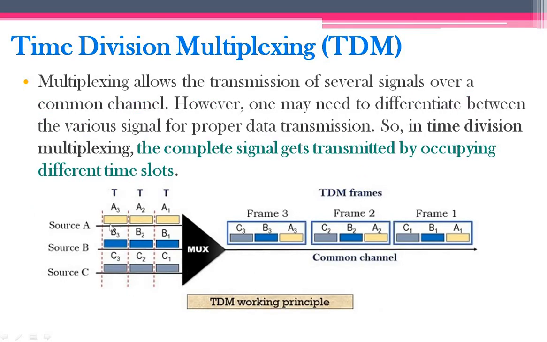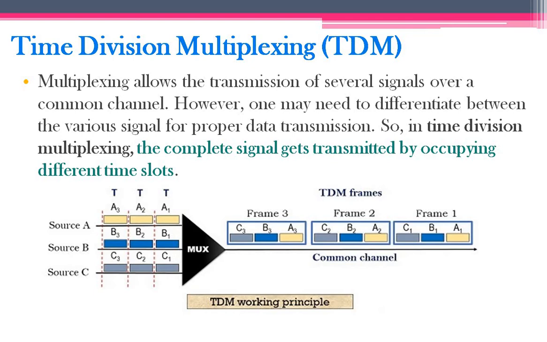Now see what you have. These are the different time slots, these are the 3 sources, and this is the data that has to be transmitted through a communication channel. So multiplexing allows the transmission of several signals over a communication channel. One needs to differentiate between the various signals for proper data transmission. That is the important thing. You have to differentiate which source is giving which data.